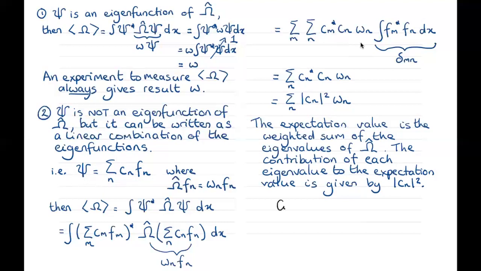So this is called the generalized statistical interpretation of quantum mechanics. And it tells us that there's something fundamentally different between wave functions that are eigenfunctions and those that are not.